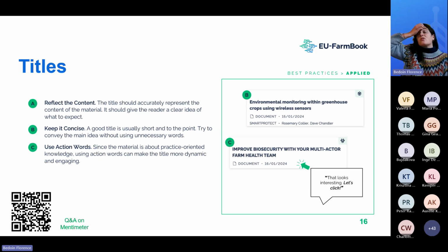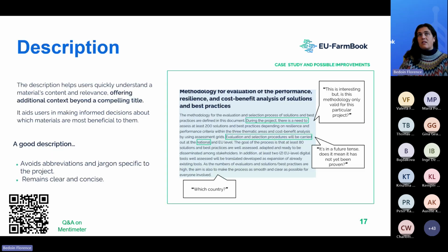When you upload a document on the EU-FarmBook, you put the title first, and the thing that is asked just after is to write a description. The description is a small text. I think the recommendation is to keep it under 500 words, but it can also be shorter. It helps the user to quickly understand the material's content and relevance, and it offers a bit of context beyond the title.